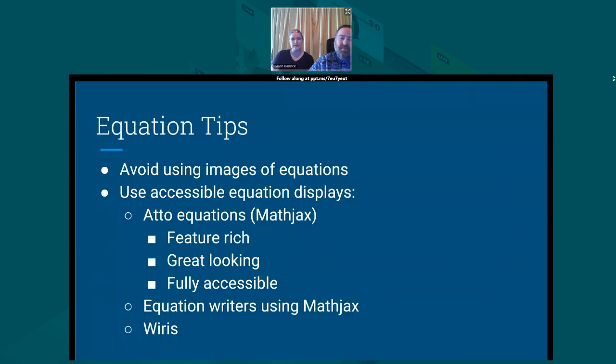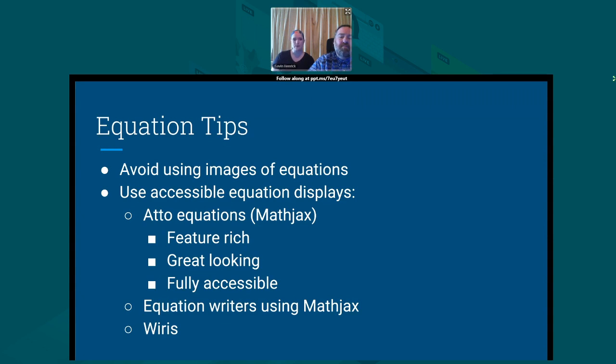So for equations, it can be very problematic if somebody just creates an image of an equation. This is like the shortcut way of putting your content there. The problem with an image is, even if you try to put an alt description of an equation in, the equation itself can be so complex that you literally run out of space to describe it. Whereas if you use an accessible equation display, such as the Atto equations, which uses MathJax, it has lots of features.